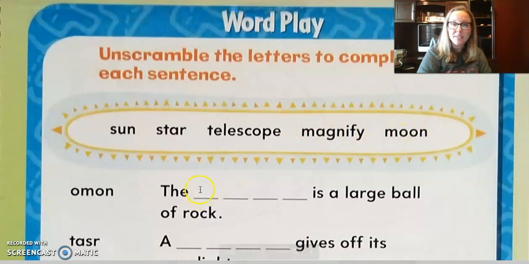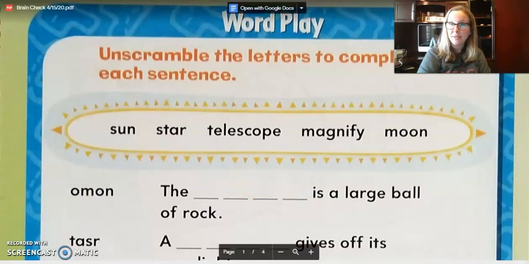So here on these lines, you're going to write that word moon, M-O-O-N. The moon is a large ball of rock. If you need to pause this video to finish writing that, you may. If you're ready to move on, I'll go on to the next one.